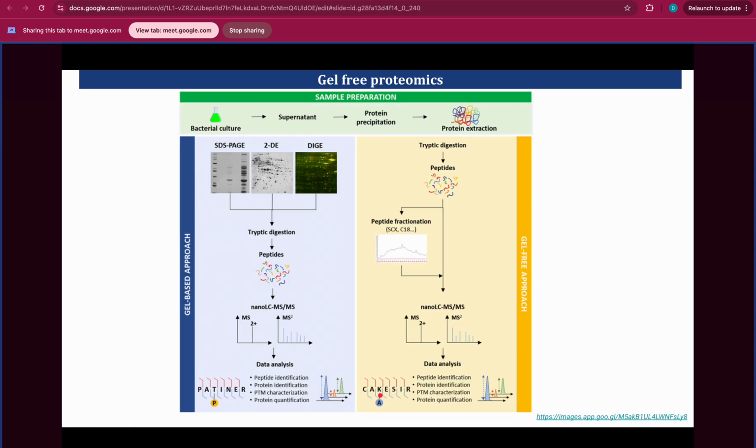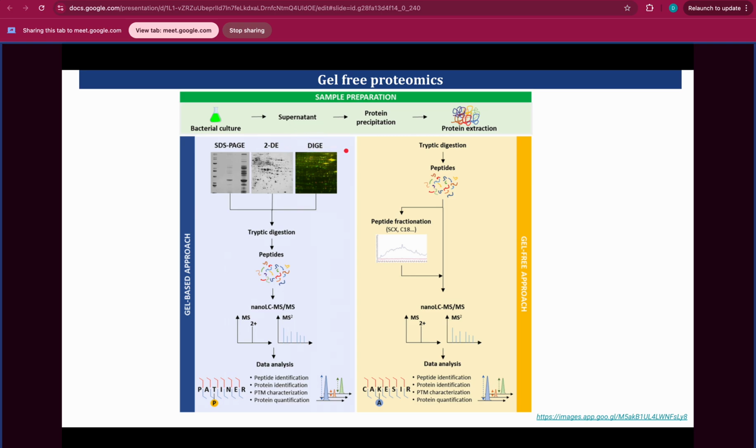Now I'll give you the example of gel-free proteomics. In this slide I have put the comparison between the gel-based approaches which we have seen and gel-free approaches. Sample preparation is the same, we can obtain it from biological sample, biological tissue, or from bacterial culture. We will have supernatant, perform precipitation to obtain the protein, and ultimately the protein will be extracted and its concentration maintained. Then in gel-based we can go for SDS-PAGE, two-dimensional electrophoresis and DIGE. In SDS-PAGE the separation will be on the basis of molecular weight, whereas in 2D PAGE or 2D electrophoresis, the separation will be on the basis of both charge as well as molecular weight.